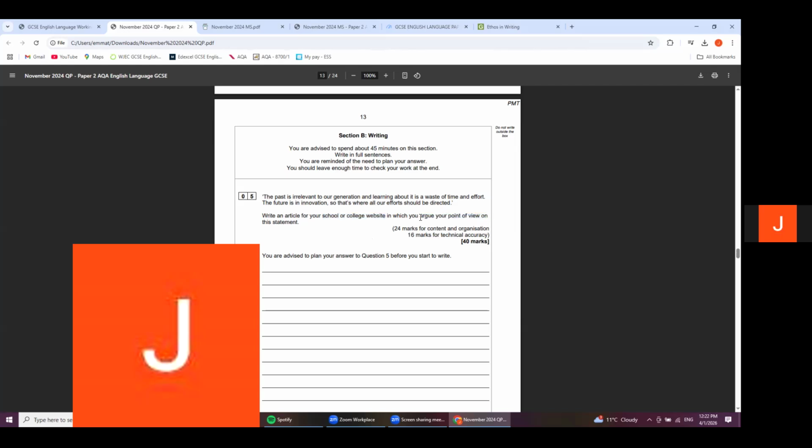The main focus here is that we're going to argue our point of view on this statement. So we're going to argue our opinion. Argue: we're bringing the passion, we're bringing the fire to this particular exercise, and we're really going to pull out all the stops and be as persuasive and as powerful in our writing as possible. Just for reference here, it says you are advised to plan your answer to question 5 before you start.